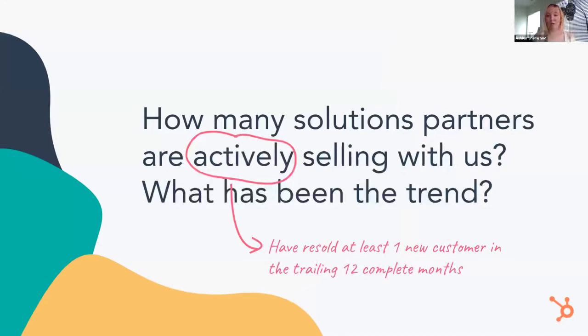And so we were able to start from a really nice business definition of what this activity meant to us. So we were looking at whether or not those partners have resold with us at least one new customer in the trailing 12 months. So I was ready to dig in. All right, let's get into the data.